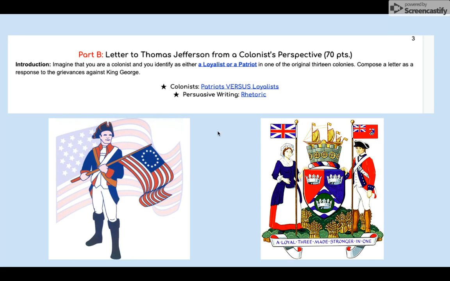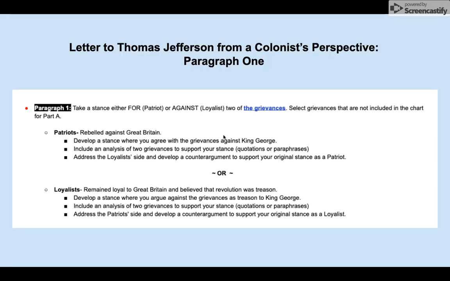But it's important that you develop a clear stance. So if you're a patriot, you're a patriot throughout the letter. If you're a loyalist, you're a loyalist throughout the letter. Okay, so paragraph 1, there's just going to be 2 paragraphs in this letter. And like I said, make sure that you develop a clear stance. You're either on one side or the other. You're not on both sides. So you're either for or against the grievances out of the Declaration of Independence.